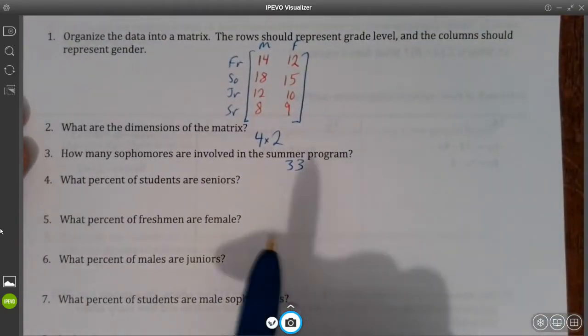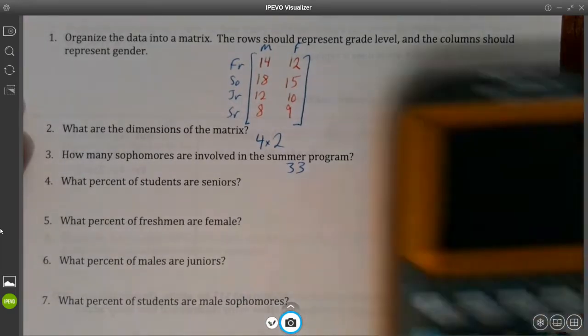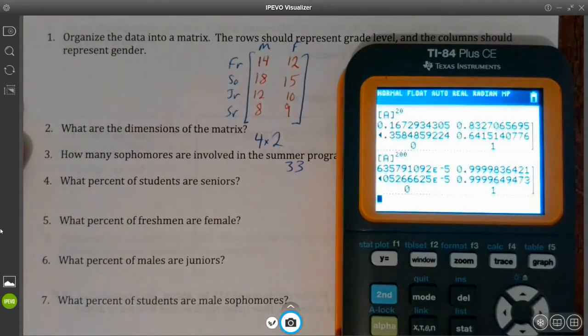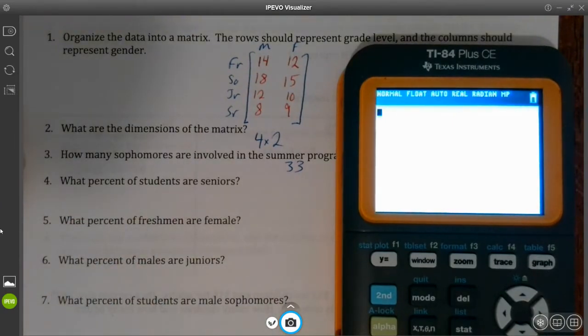Matrices are fantastic. What percent of students are seniors? What percent? Oh, now here we go. Notice I haven't gone to desmos.com/matrix yet. And I won't need to actually for this. I will on the backside. What percent of students are seniors? Well, what percent of students?